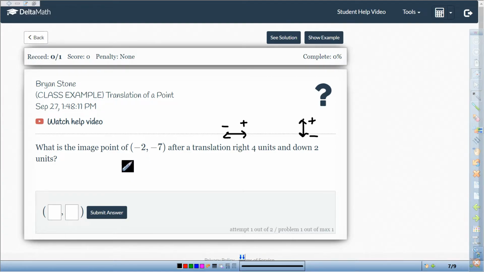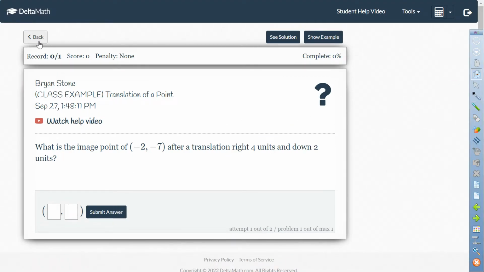Okay, so if I were to add 4 to that and subtract 2 from that, that's one way of thinking about it. So it looks like we're going to get a positive 2 and a negative 9 for our answer here. Okay, so yeah, you can go ahead and put that in. The parentheses are already there for you. So that's probably the way I would think about it, just using that typical translation rule. Okay, so yeah, try some of those out.